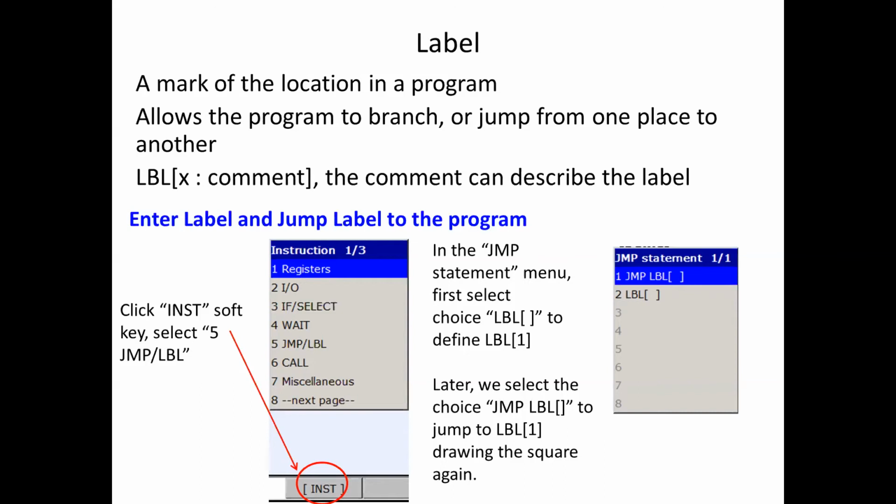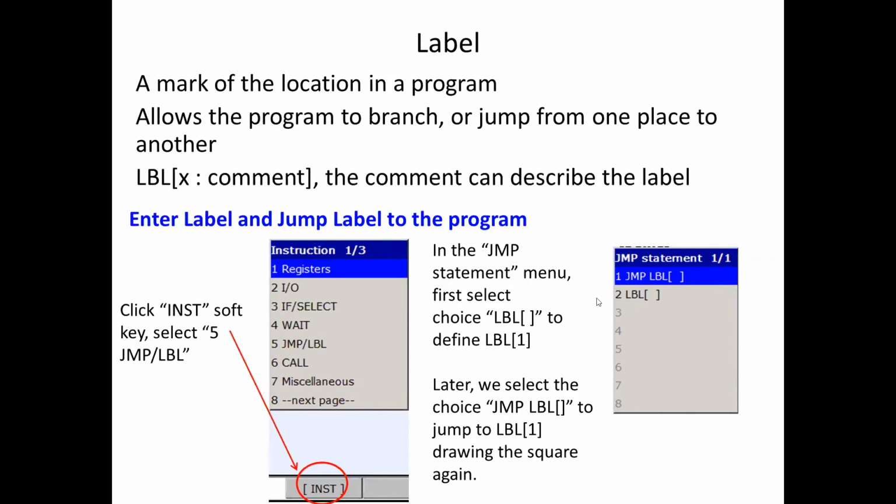The comment can describe the label or what we use this label for. To introduce a label and jump label to the program, we first need to use the Instruction soft key. Afterwards, we select jump label, number 5, jump label. After we select the 5 jump label, the jump statement menu will appear on the screen.